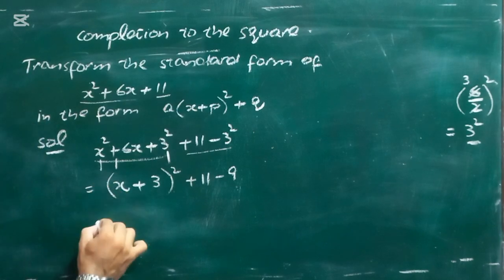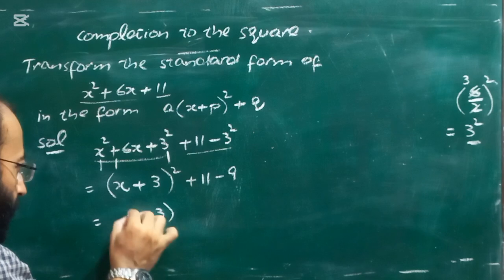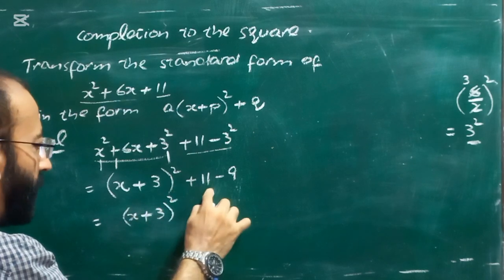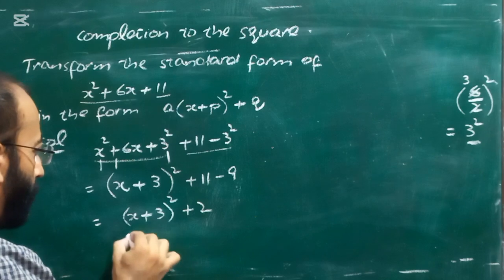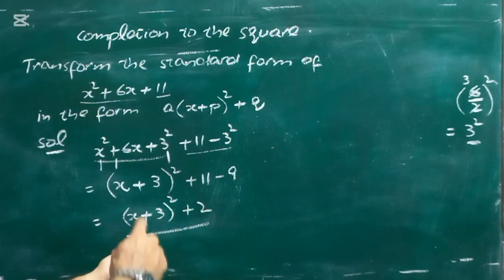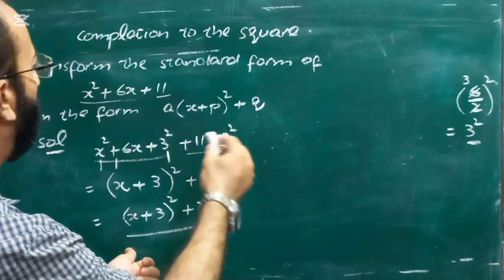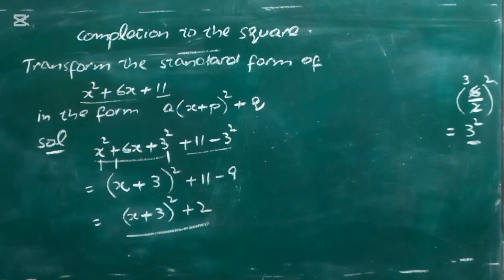So the last step will be (x plus 3) whole square will remain as it is, plus 11 minus 9 will be 2. So look at this shape now. This has become the vertex form. So this is the answer.